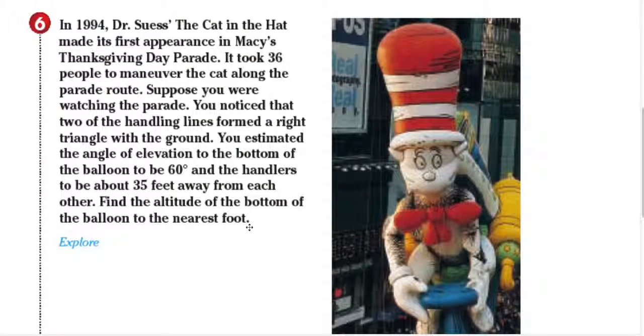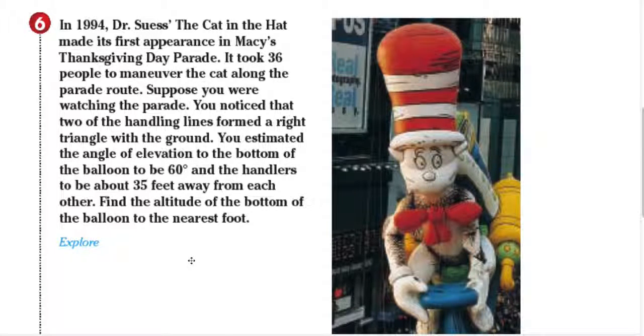In 1994, Dr. Seuss's The Cat in the Hat made its first appearance in Macy's Thanksgiving Day Parade. It took 36 people to maneuver the cat along the parade route. Suppose you were watching the parade, you noticed that two of the handling lines formed a right triangle with the ground. You estimated the angle of elevation to the bottom of the balloon to be 60 degrees, and the handlers to be about 35 feet away from each other. Find the altitude of the bottom of the balloon to the nearest foot.